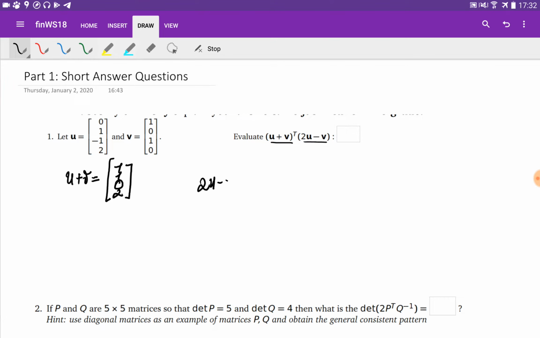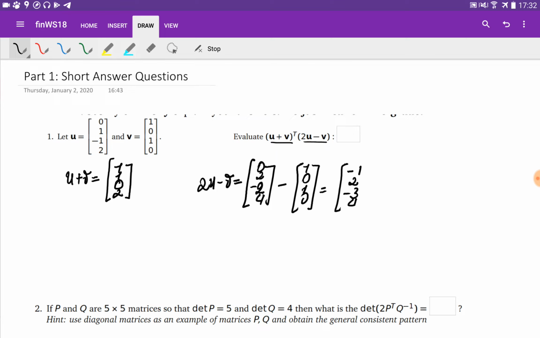For u minus v, we just need to multiply the first vector by 2. It's going to be 0, 2, minus 2, and 4. Minus v, it's going to be 1, 0, 1, 0. If we subtract, we're going to get minus 1, 2, minus 3, and 4.